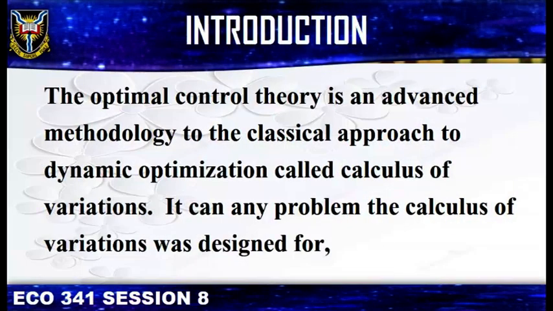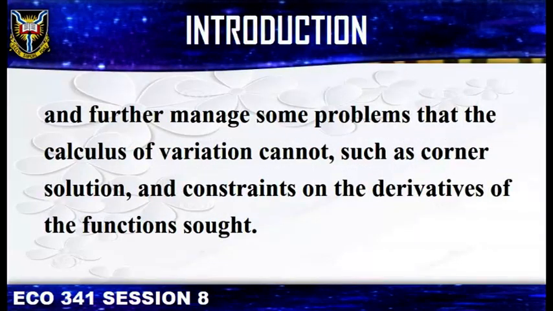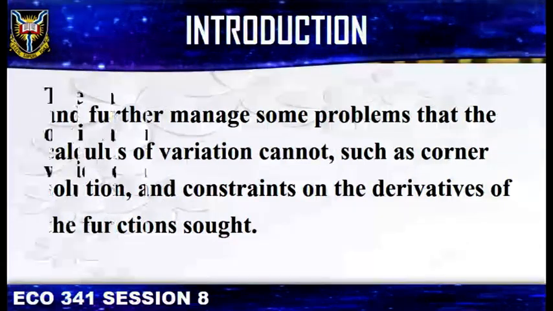Introduction. Optimal control theory is an advanced methodology to the classical approach to dynamic optimization called calculus of variations. This theory can solve any problem the calculus of variations was designed for and further manage some problems that the calculus of variations cannot, such as corner solutions and constraints on the derivatives of the function sought.